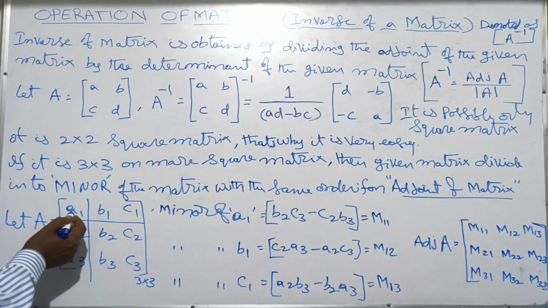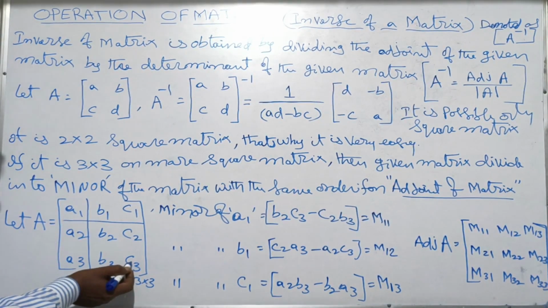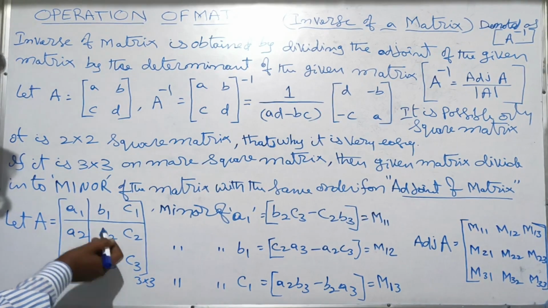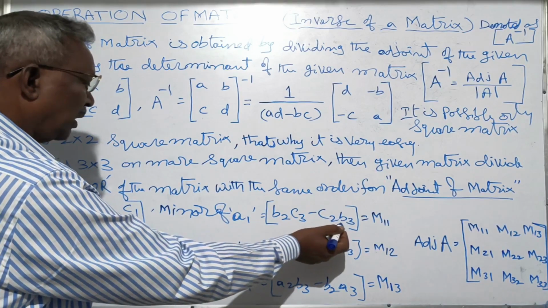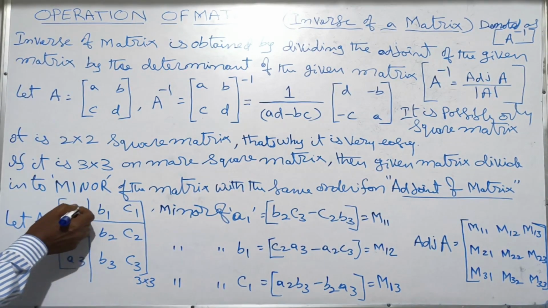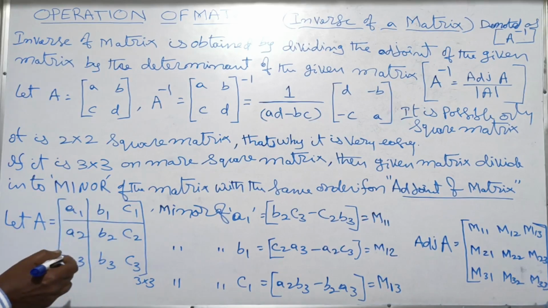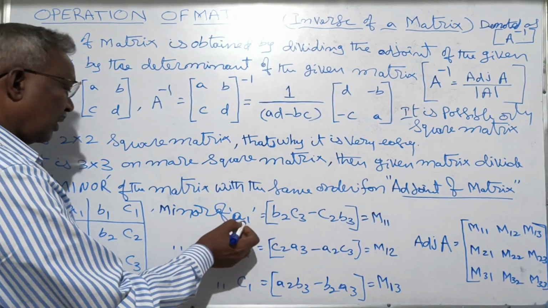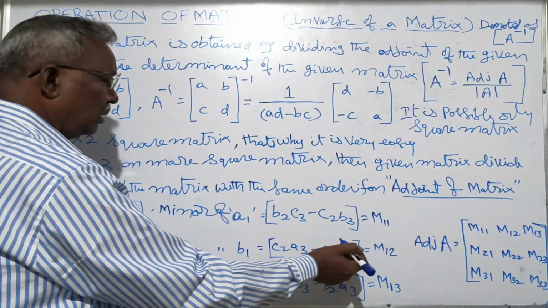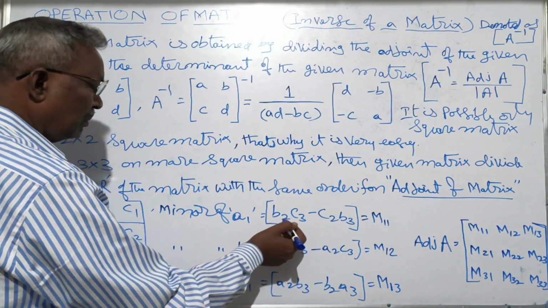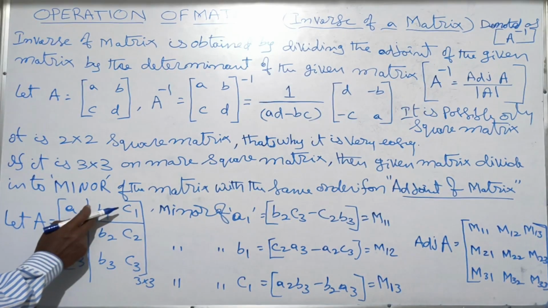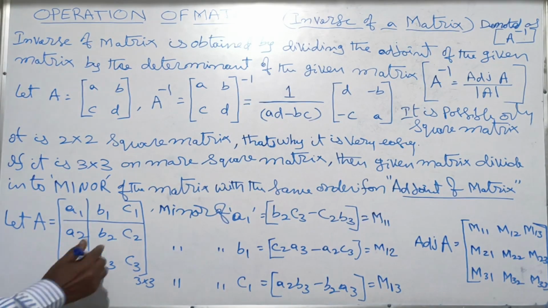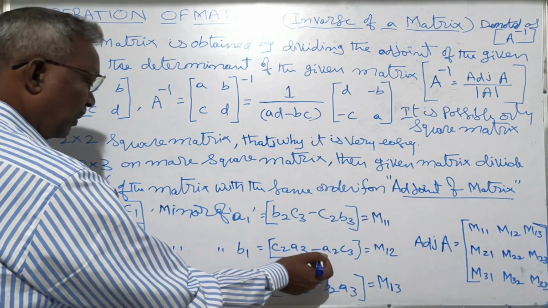Next, minor of A1 is equal to B2, C3 minus C2, B3. Minor of A1 is denoted by M11. Therefore, M11 is equal to B2, C3 minus C2, B3. Next, minor of B1 is equal to C2, A3 minus A2, C3.